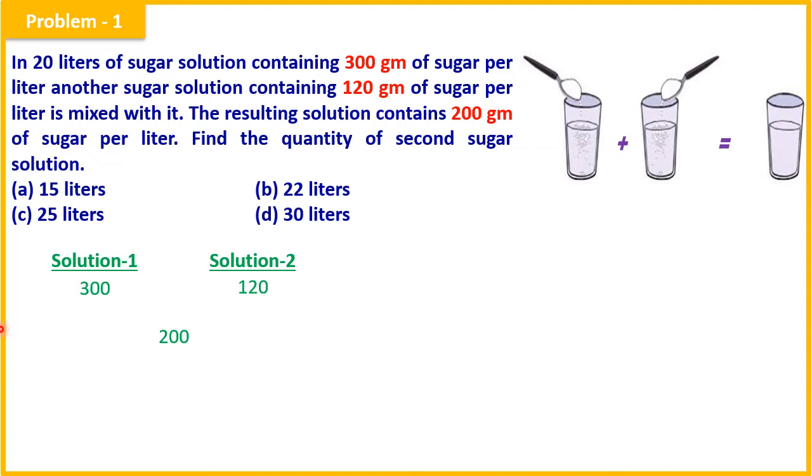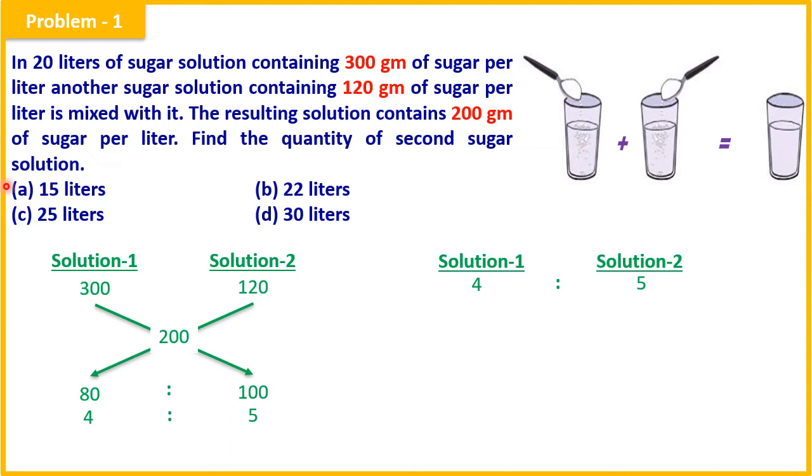Now let us apply alligation. Let us do the cross subtraction here. So 300 minus 200 will give you 100, and 200 minus 120 will give you 80. So this is equal to 4 is to 5. So solution 1 and solution 2 should be mixed in the ratio of 4 is to 5.